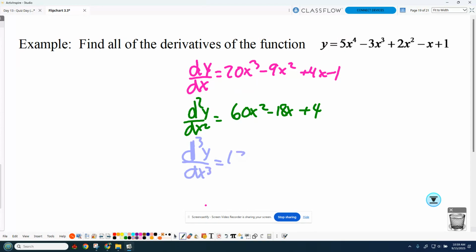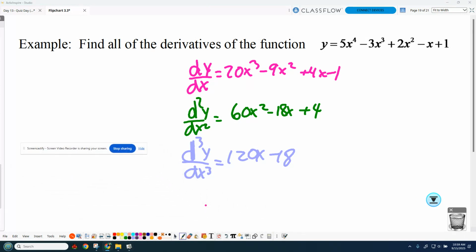Is that the same? You said 120x minus 18? Yeah. Okay. Fourth derivative, Yoav? 120. Got an easy one. Andy, last derivative? What's the slope of that line that's y equals 100? 0.